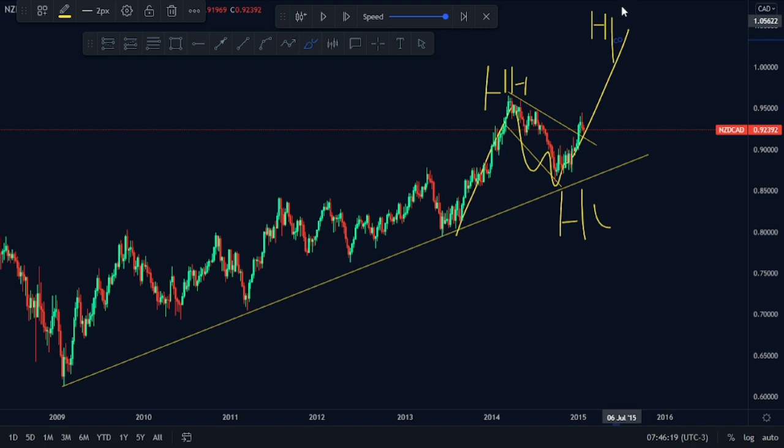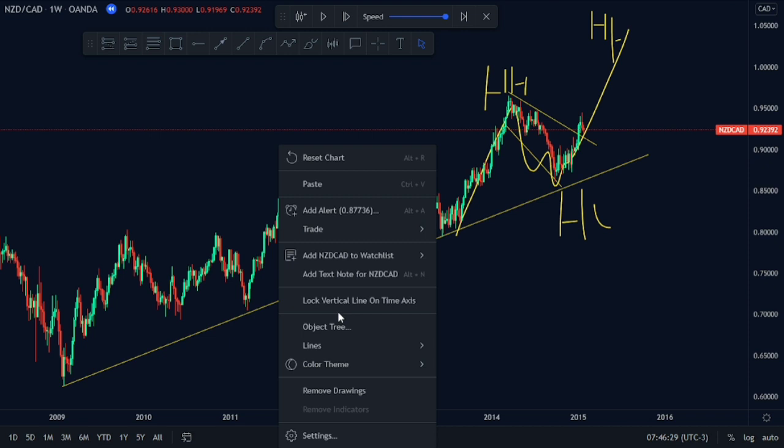So this is how you combine these things together in order for them to give you better accuracy and understanding of the market. So go into two different pairs and try to identify these trends.